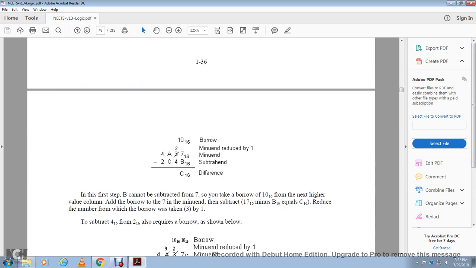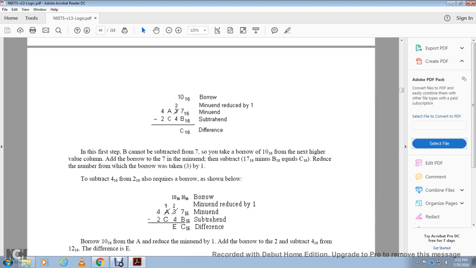A more difficult problem. All right. It shows 7 minus B, 4A37 minuend minus 2C4B, both in base 16. 7 minus B would equal C. You carry a 2, and 2 minus 4, so this would all work down to C base 16 difference. This is all new to me, so I'm trying to do it the best I can.